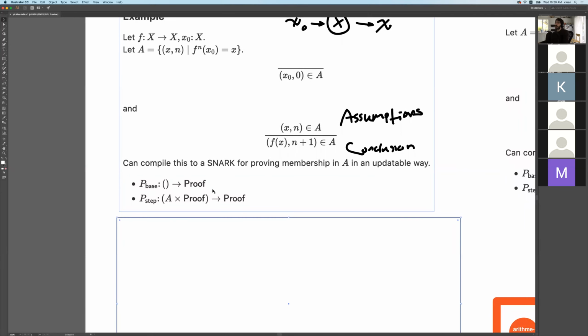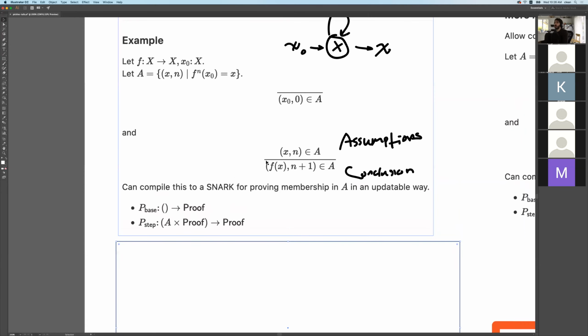So that's what recursive snarks let you do. They let you compile descriptions of inductive sets into a snark for proving membership in that set in such a way that each inductive rule yields a prover whose type has the same shape as the inductive rule.